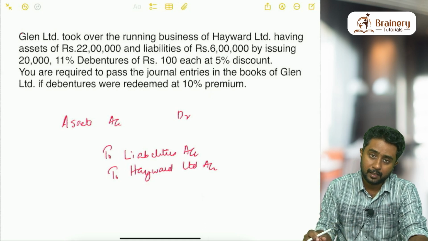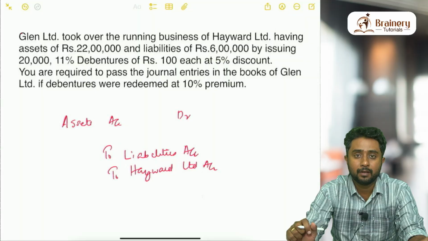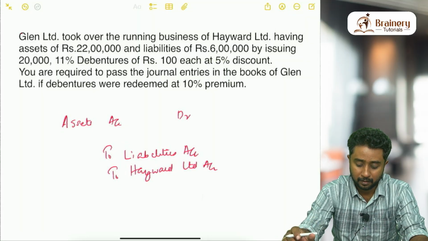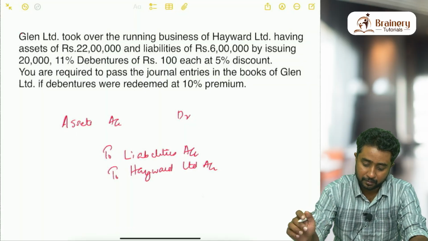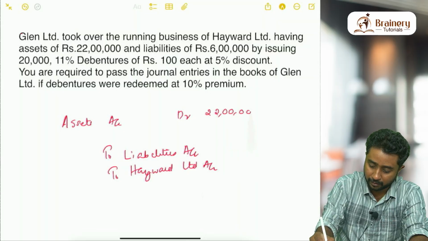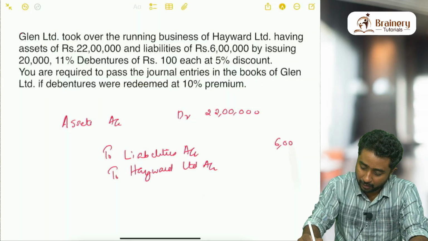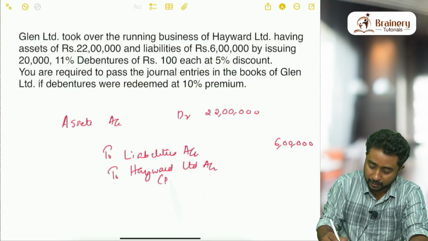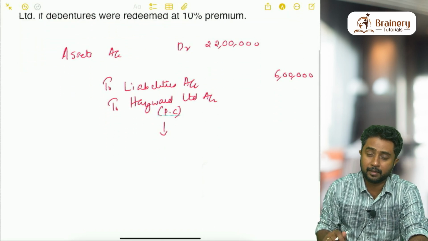In this entry, sometimes goodwill will come, sometimes capital reserve will come. When will it be goodwill, when will it be capital reserve? There is a shortcut also. First you have to mention all the amounts that you know very well. So 22 lakhs is the assets value, the liabilities value is 6 lakhs. In the Hayward Limited account, you have to mention the purchase consideration. Purchase consideration is nothing but how much amount in total we are going to pay.